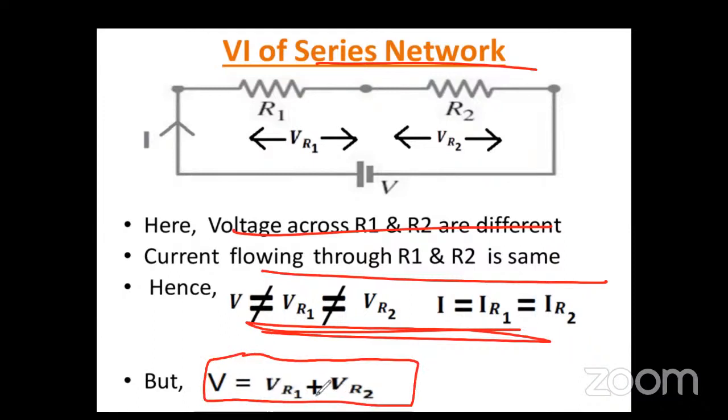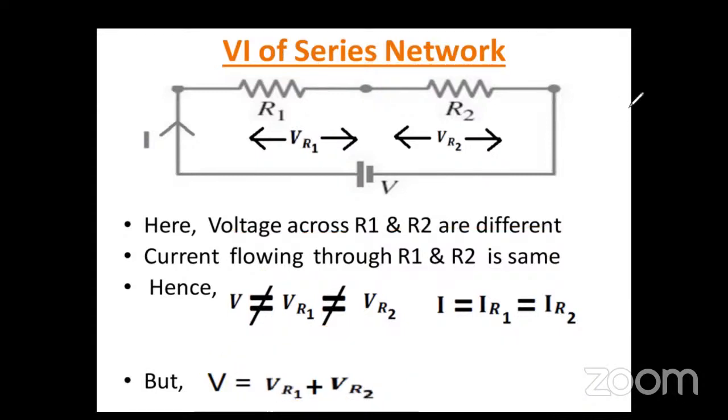and we can derive the formula: total voltage is equal to VR1 plus VR2. कभी-कभी इसको V1 plus V2 भी लिखते हैं. It depends upon the style of writing. Sometimes they write VR1 VR2, sometimes they write V1 V2. Okay, just go through this PPT. If you have any doubt, you can ask me.